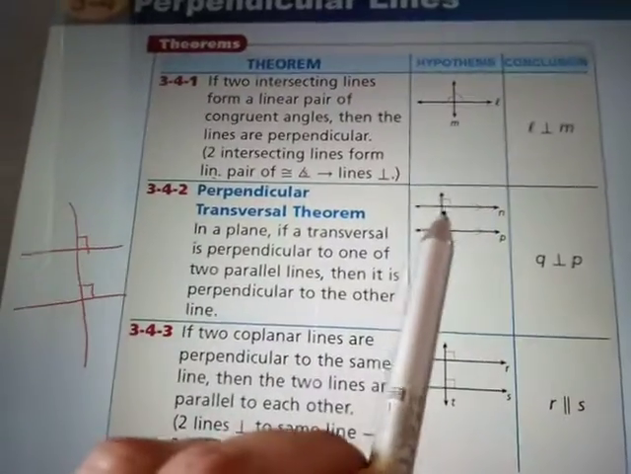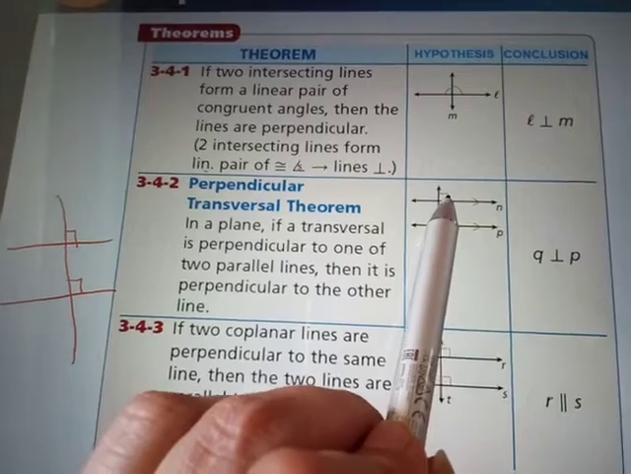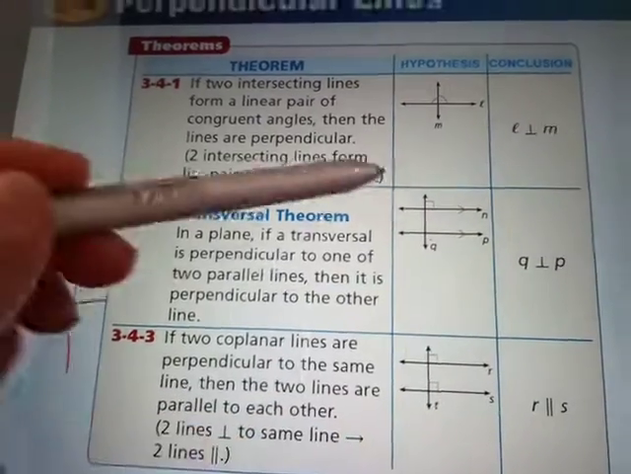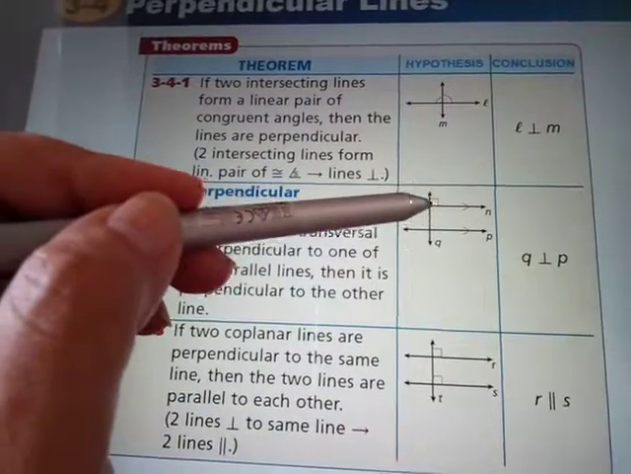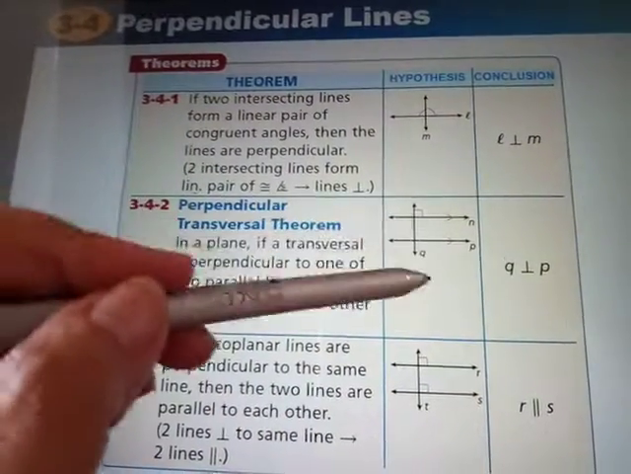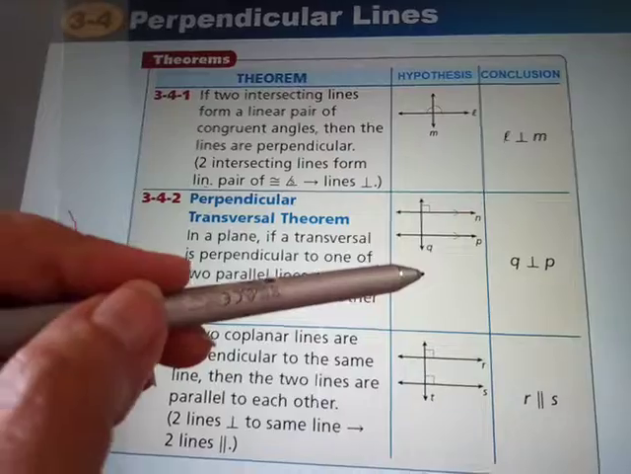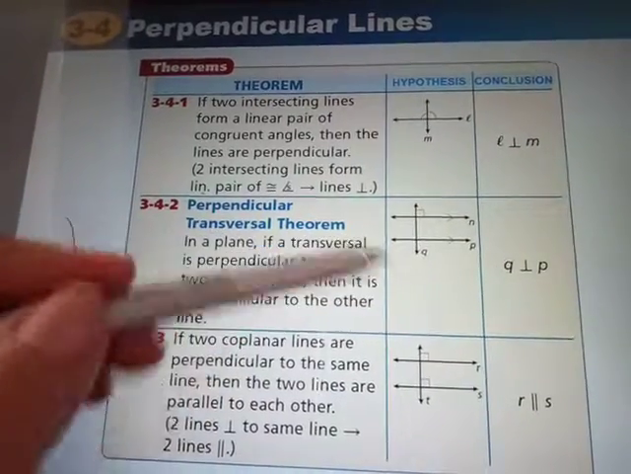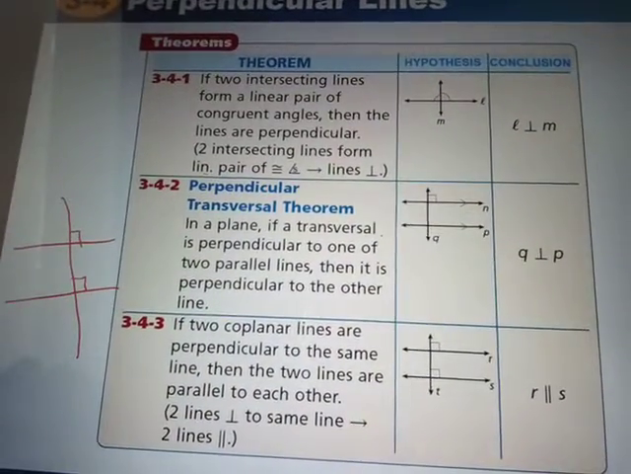Okay, so the hypothesis, or the given here: we have two parallel lines and the transversal is perpendicular to the first line. What is the conclusion? It is perpendicular to the second line. So line Q is perpendicular to line P.